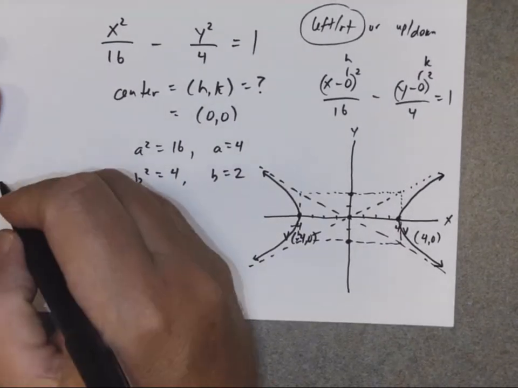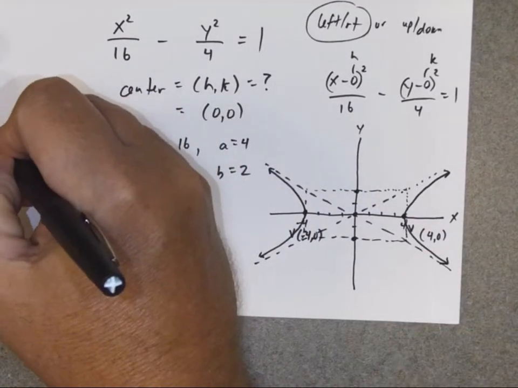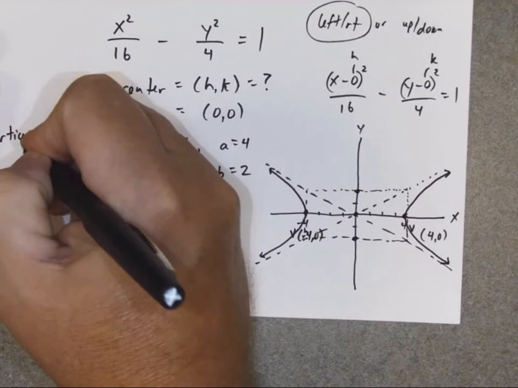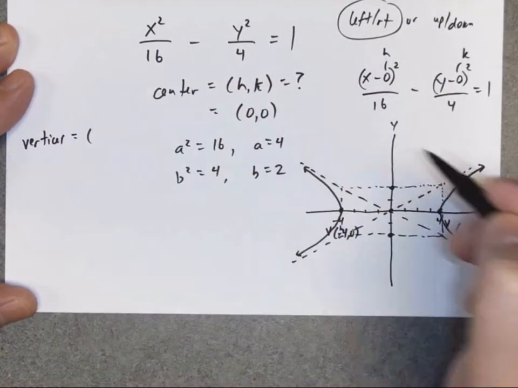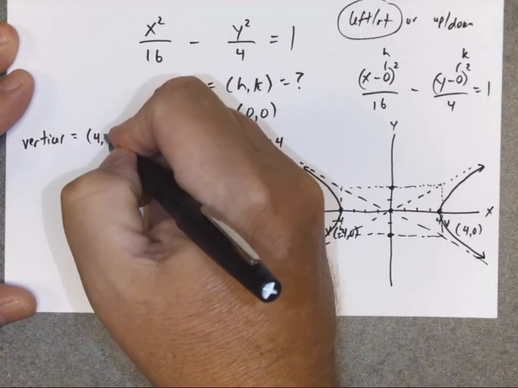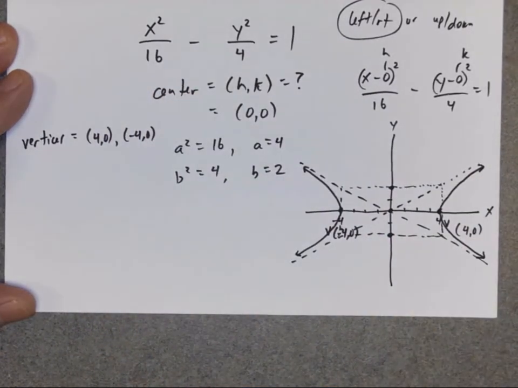So if I want to just do some labeling, the center is 0, 0. I can say the vertices were 4, 0, and negative 4, 0.